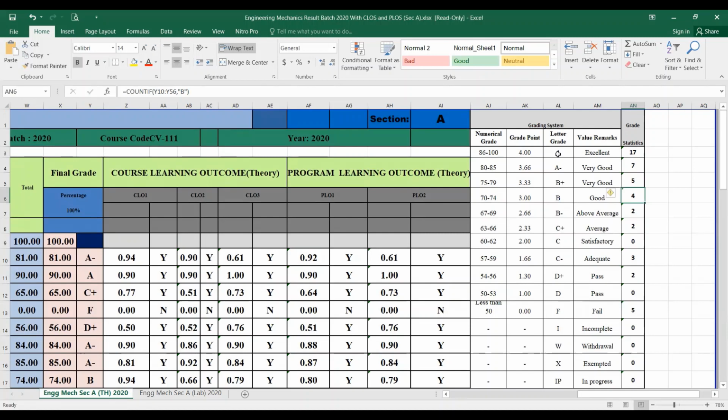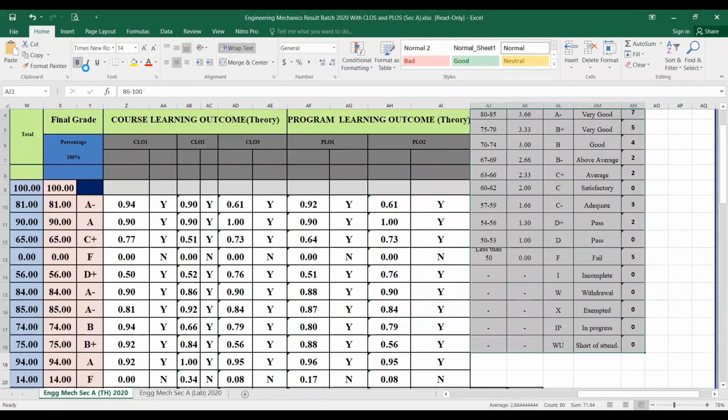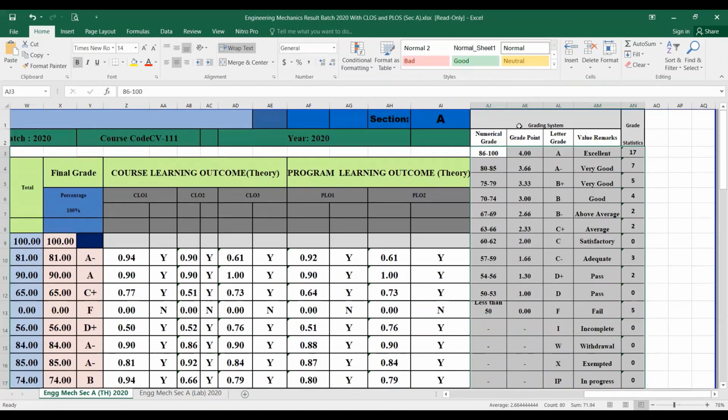And according to this, if a student gets A grade, it means that he got 4 GPA. If he gets A negative, it means that he got 3.66 GPA. So this is all the criteria, but keep in mind that whatever criteria is followed in your university or school, you have to follow it accordingly. So now it's done. This is the grade statistics.